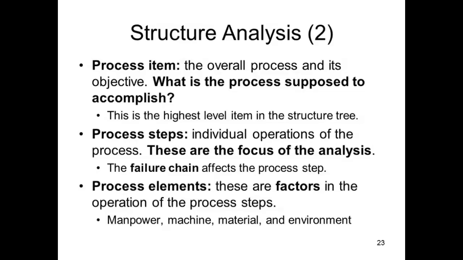What is its deliverable? The process steps are the individual operations of the process. This is the focus of the analysis, and the failure chain affects the process steps. The process elements are factors that can affect the outcome of the process. The manual cites manpower, machine, material, and environment. We could also consider method and measurement, which are the other cause and effect diagram categories as well.